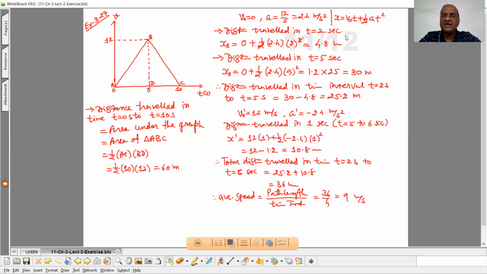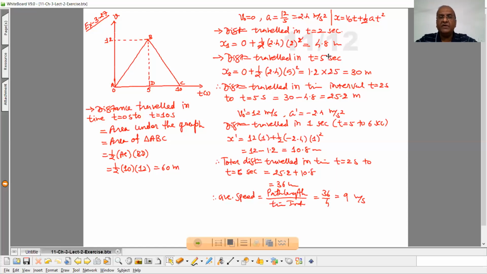Now the distance traveled in the first 2 seconds. So that is x1 equal to initial velocity 0 plus half acceleration 2.4 and in 2 seconds, so t equal to 2 squared. Solve this one, you will get 4.8 meter. Then calculate the distance traveled in total 5 seconds.